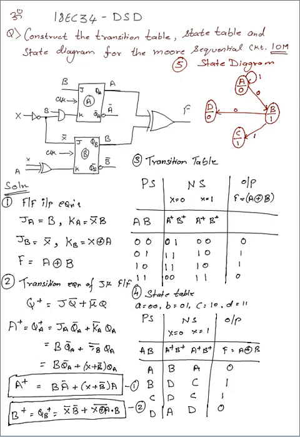Similarly, when you are in state C and your input is 0, you go to state D. When you are in state C and your input is 1, you stay here. Similarly, in state D, you go to state A if your input is 0, and stay in state D if your input is 1. Fine. So, this is how we do the state diagram for the given equation.